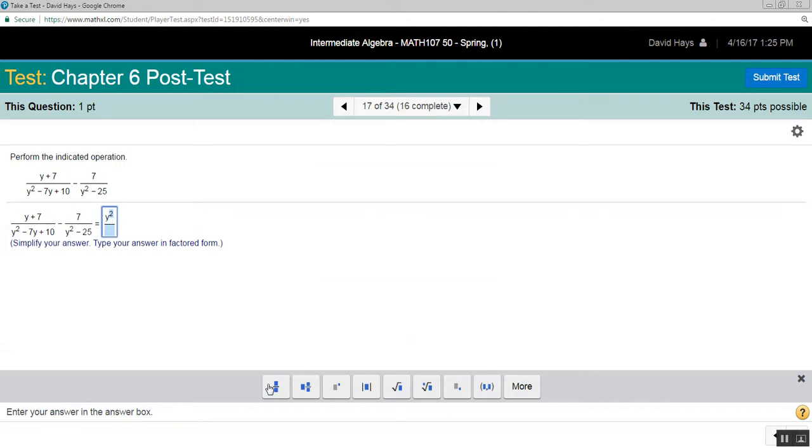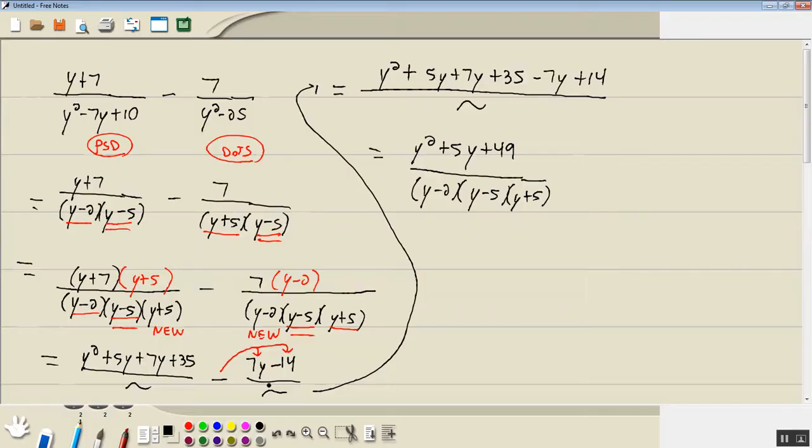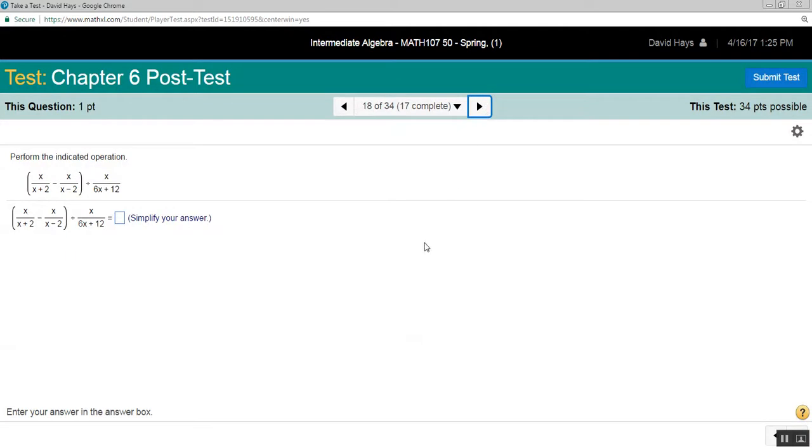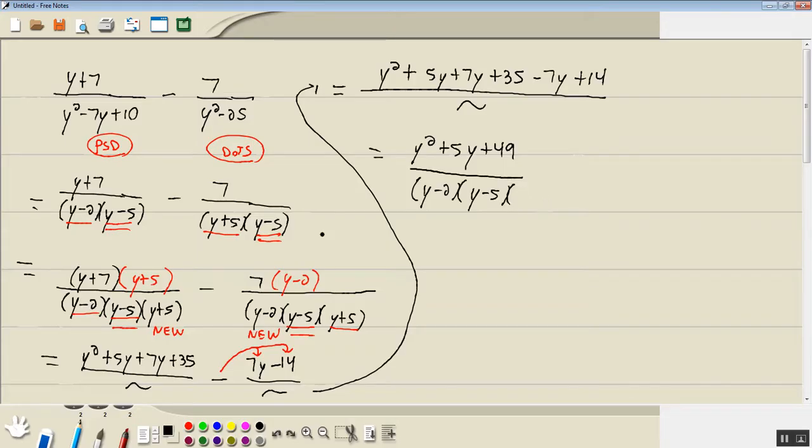Okay, so we got y squared plus 5y plus 49 over y minus 2, y minus 5, and y plus 5. And let's take a look at this one. Let me clear this off.